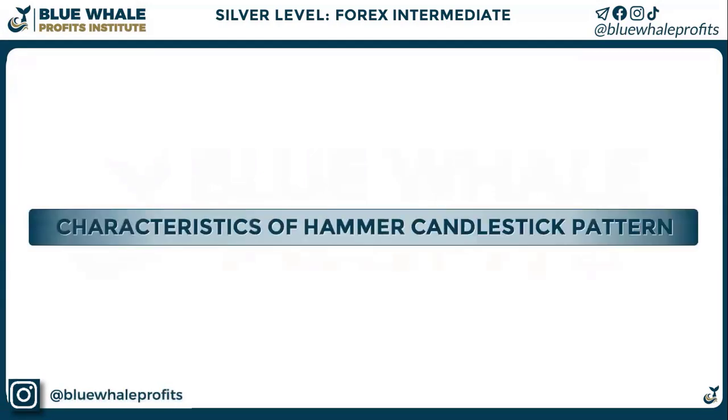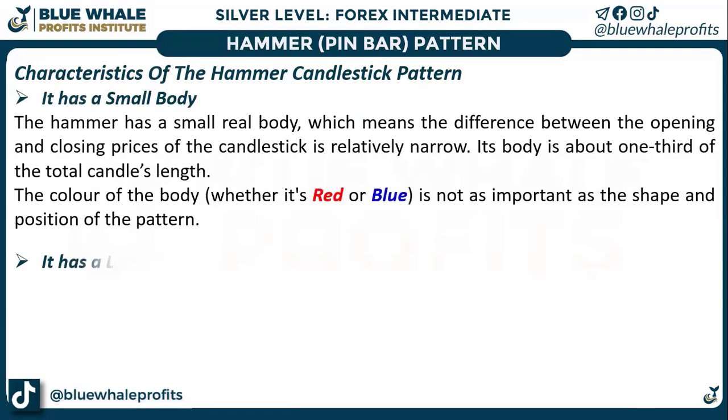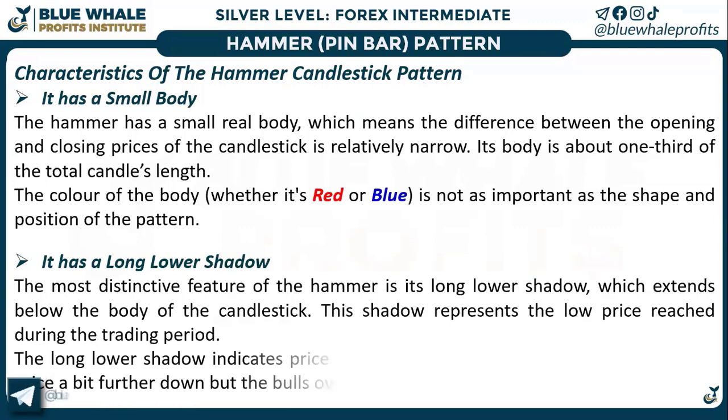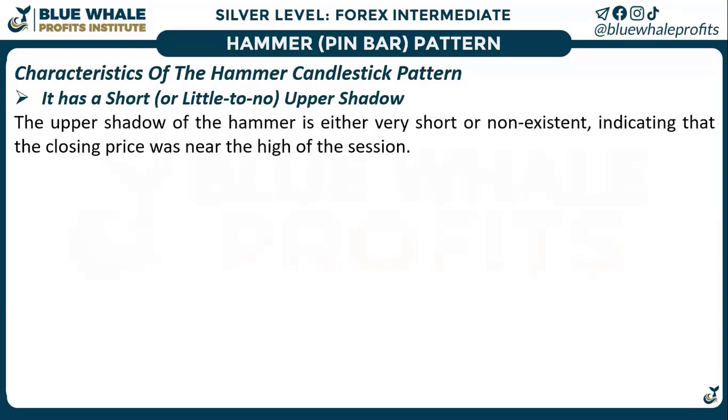These are the characteristics of a hammer. You can read about it shortly. It has a small body, it has a long lower shadow. We can also say that it has a short upper wick, or no upper wick at all. It's mostly positioned in a downtrend. We cannot say that a hammer cannot be found or formed in the middle of a trend, but it only becomes a hammer when it's able to reverse the trend.